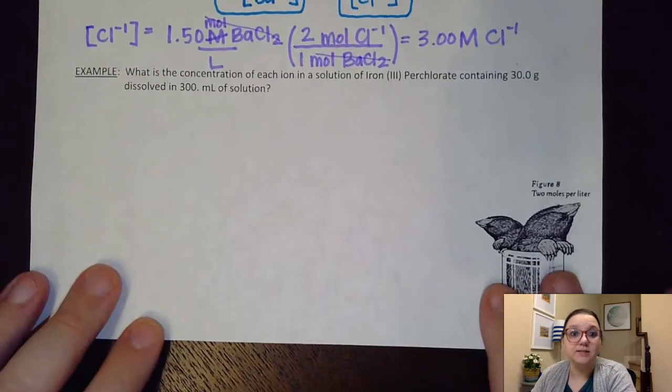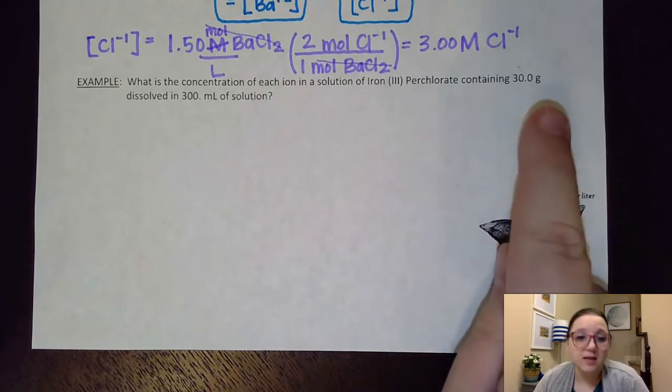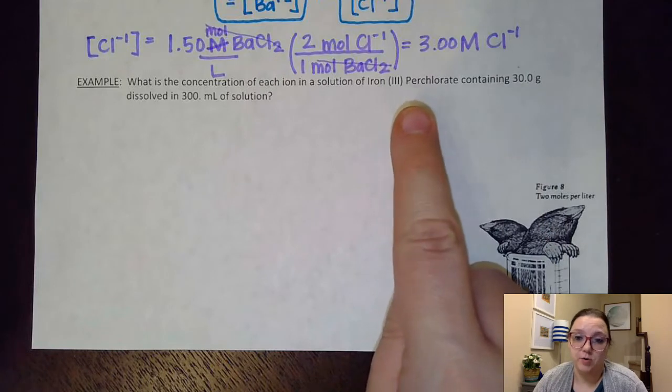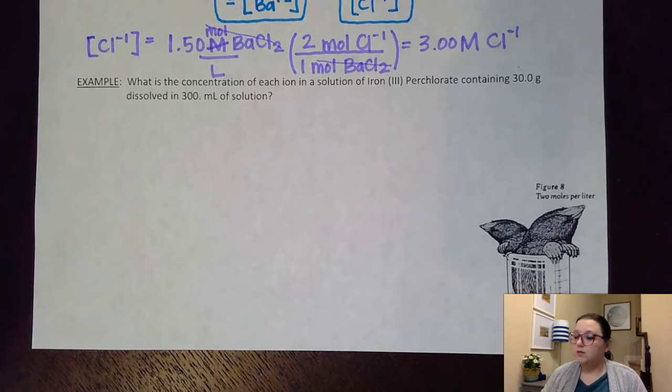they kind of shorted us a little bit of information. It's the same type of problem, but what we're first going to have to do is address the fact that they didn't give me molarity of the iron 3 perchlorate. Instead, they gave me grams and milliliters. And so what we need to do first is actually solve what my molarity should be.